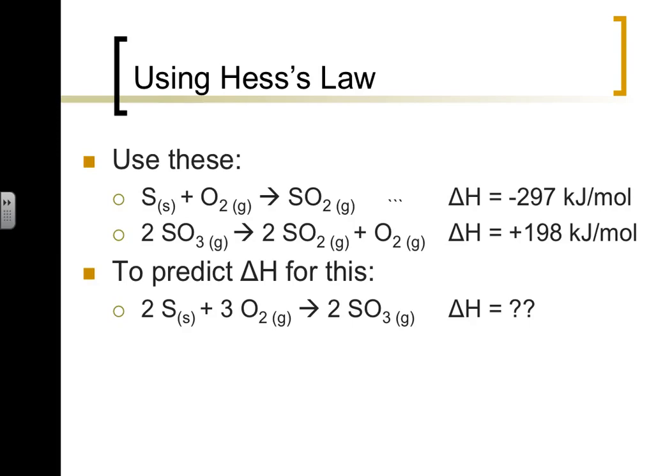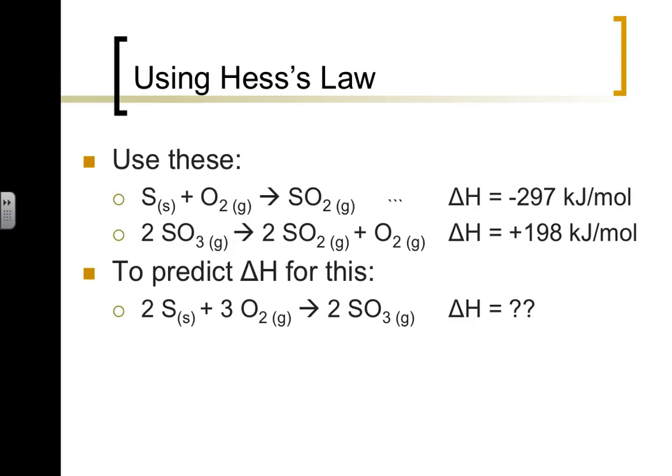So here's what we're starting to mean. When we talk about using Hess's law, you're going to get something that looks like this. Notice that you have two reactions at the top. You have sulfur and oxygen combining to make sulfur dioxide and the enthalpy value for that. You've got sulfur trioxide, which is being degraded into sulfur dioxide and oxygen gas, and then the enthalpy value for that. And then they say, predict the delta H for this reaction.